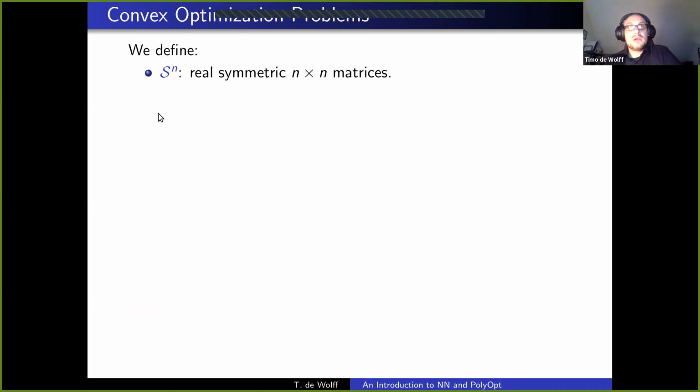Okay, let me introduce that. So we, as a starting space, consider the space of real symmetric n times n matrices.